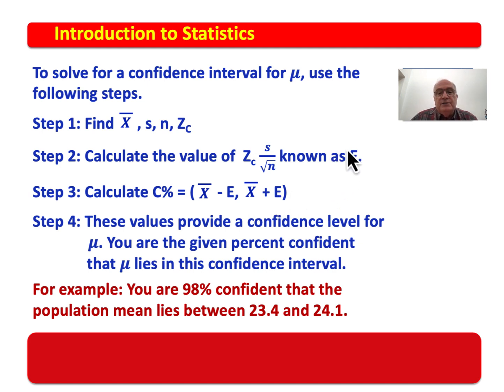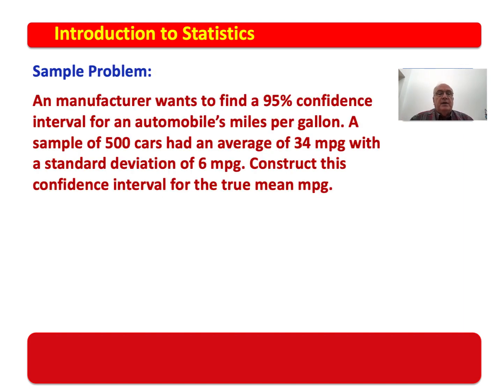I find it easier to work in terms of x bar minus e and x bar plus e, where e equals a value, than to try to stick those into both places. These values provide a confidence level for mu. You are the given percent confident that mu lies in the confidence interval. For example, you're 98% confident that the population mean lies between 23.4 and 24.1. It's an example. Now, here we're going to do a sample problem.